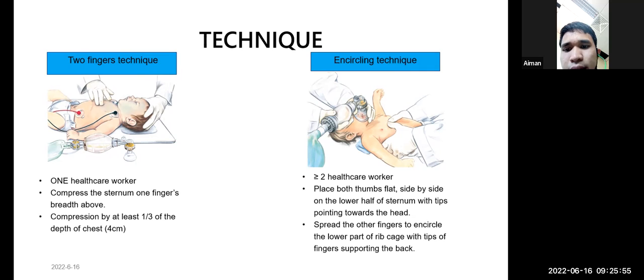For the encircling technique, in which there are two or more healthcare workers, we place both our thumbs flat side by side on the lower half of the sternum with the tips pointing toward the head. Then we spread the other fingers to encircle the lower part of the ribcage, with the tips of the fingers supporting the back, as you can see from the picture.